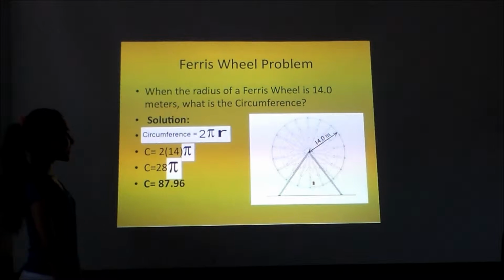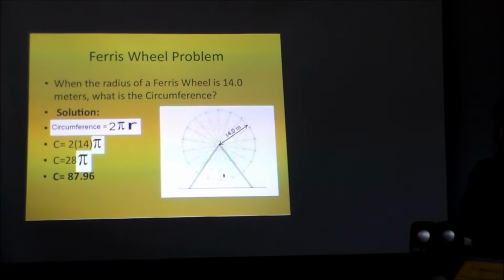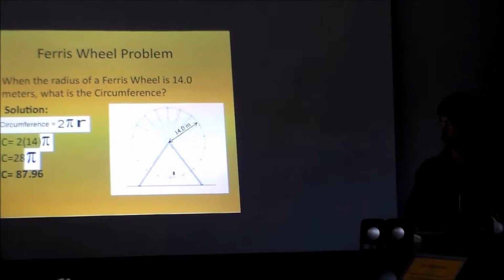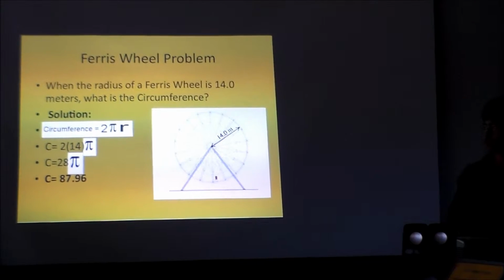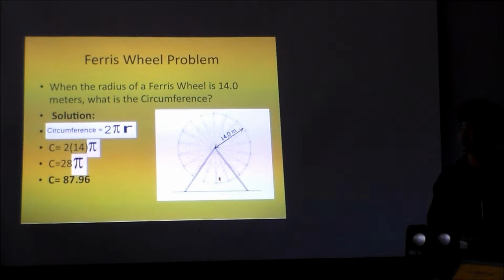Ferris wheel problem. When the radius of a Ferris wheel is 14.0 meters, what is the circumference? The solution is circumference equals 2 pi r, so C equals 2 times 14 pi, so C equals 28 pi, so C is 87.96.